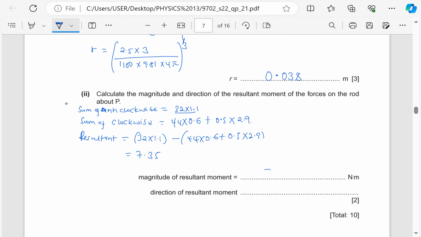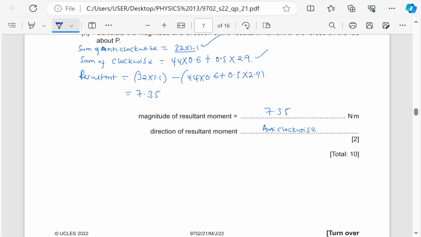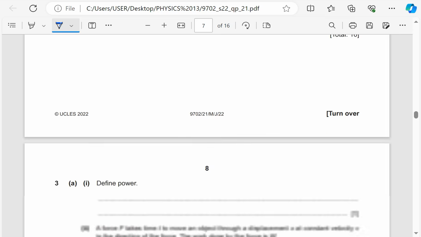Or just write 7.35 newton meters. But note that the sum of anticlockwise moments is bigger than the sum of clockwise moments. So it means the direction of the resultant is going to be anticlockwise. If the answer was negative, I would say the direction would be clockwise. Okay, so it is anticlockwise.